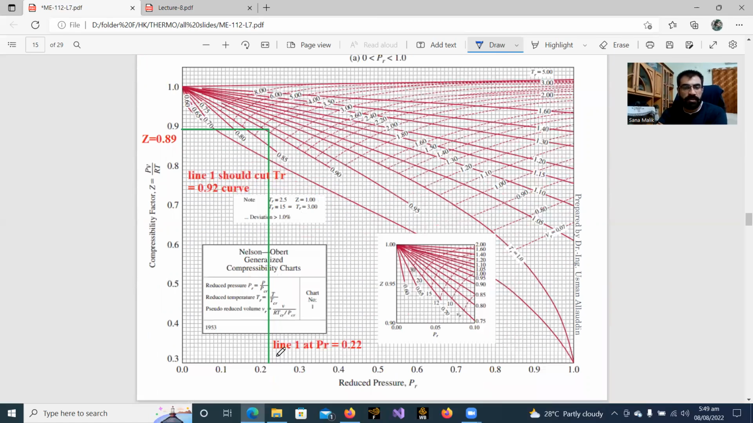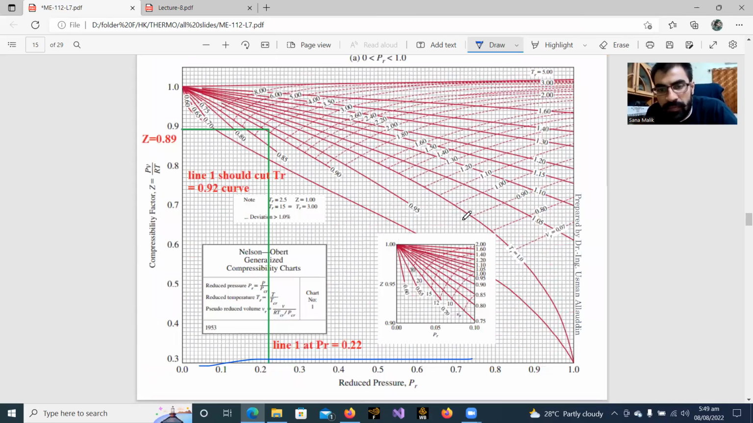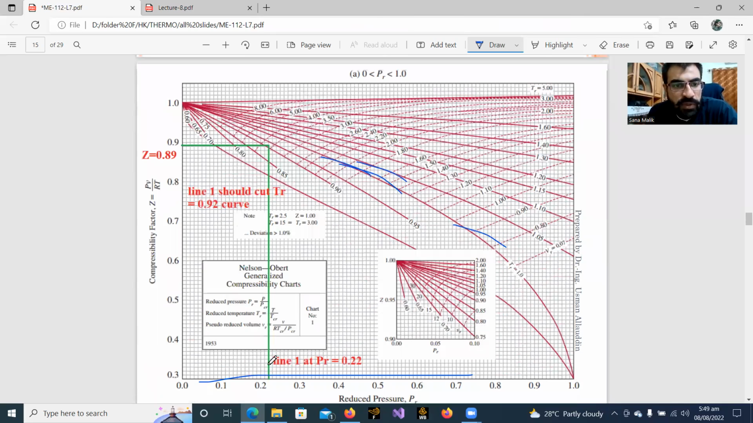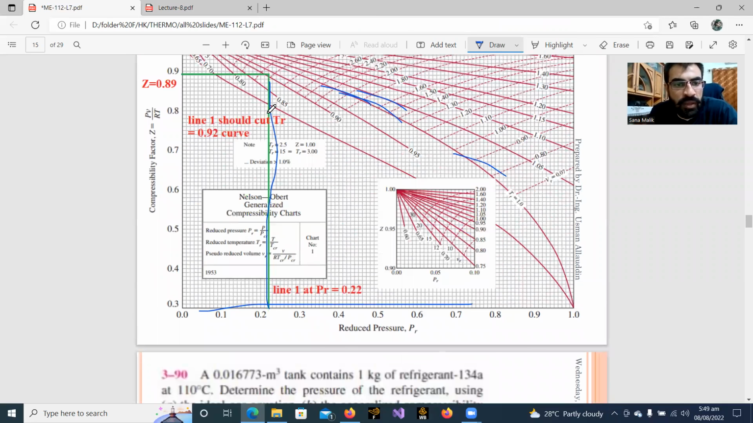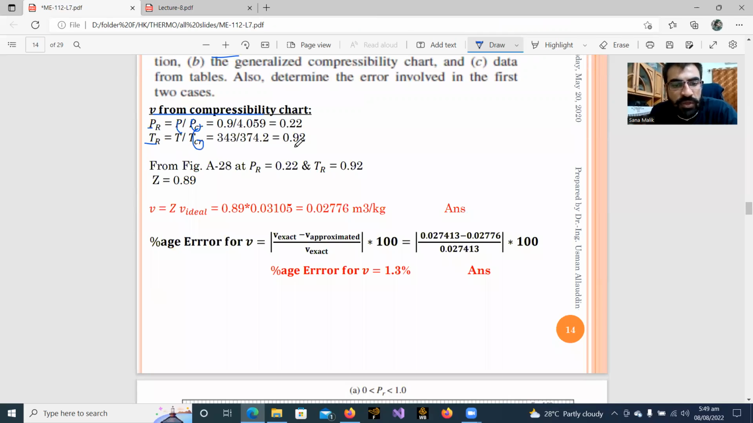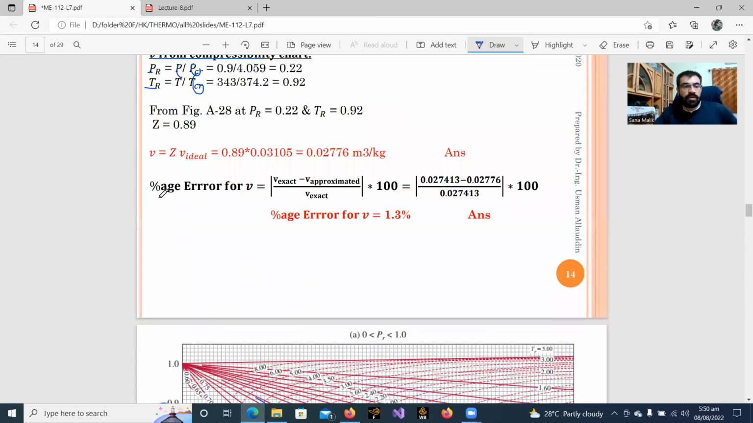So these lines are basically reduced pressure lines, and these are reduced temperature lines. The reduced pressure was 0.22. We go up here, and the reduced temperature was 0.92. So this is 0.9, and 0.92 will be somewhere here. Then we cross it, and the compressibility factor comes out to be 0.89.